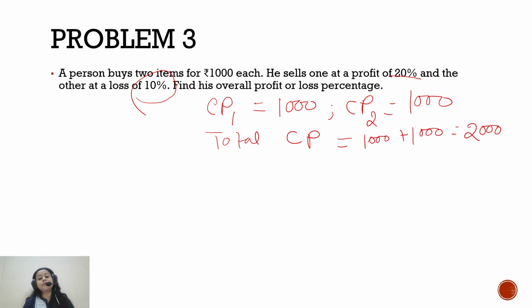Right? Now we have to find out what is the selling price, because when overall we want to calculate profit or loss, we need total cost price and we need total selling price, right? So he sells the first item at a profit of 20%. So we just need to find out the profit amount.